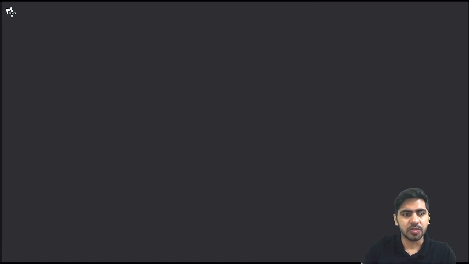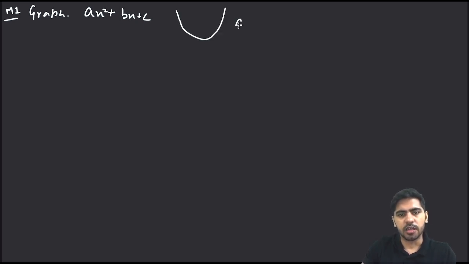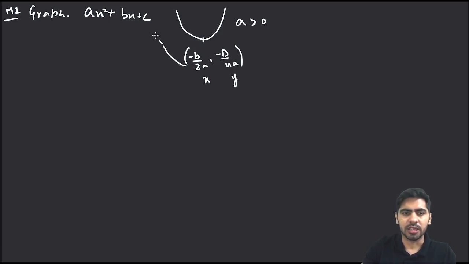So method one is using the graph. I can say for a quadratic ax square plus bx plus c, the graph of this quadratic is a parabola which is open upwards if your leading coefficient is positive, that is, the value of a is greater than 0, where the coordinate of this point of minima is nothing but minus b by 2a comma minus d by 4a, right? So basically this is the x coordinate and this is the y coordinate. So even if you get the value of this x coordinate, minus b by 2a, and if you substitute it in this equation, you get its minimum value. So both the ways are there, whatever you prefer.